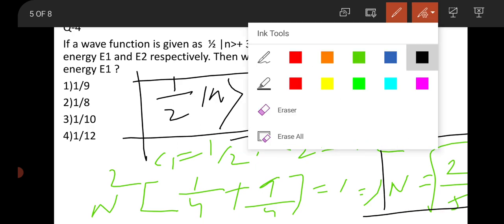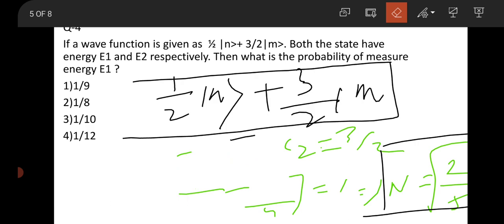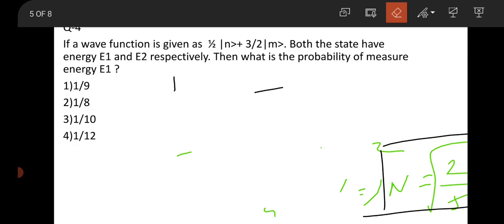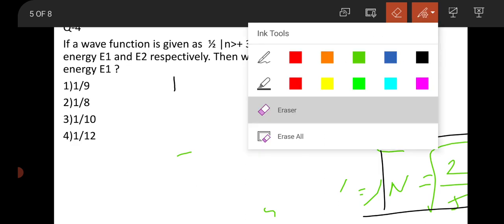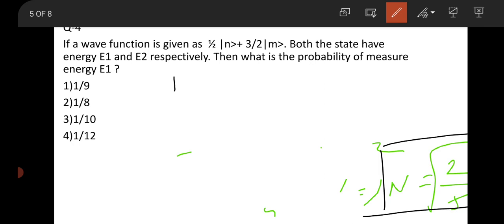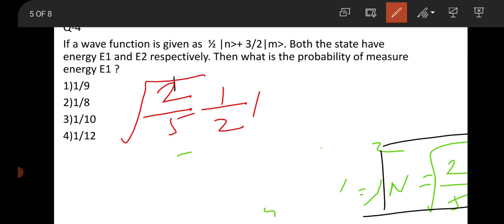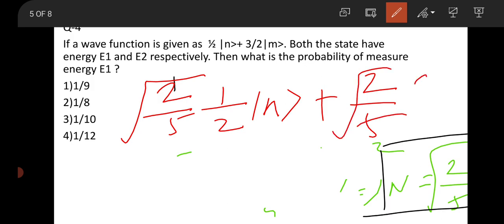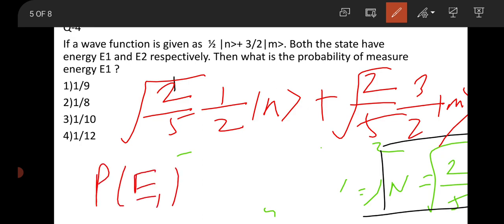Now we proceed with the problem. Since the normalization constant n equals root over 2 by 5, we have to multiply this factor with the given wave function. So the given wave function now becomes root over 2 by 5 times 1 by 2 n state plus root over 2 by 5 times 3 by 2 m state. The probability of measuring the state having energy E1 will be the square of this term.